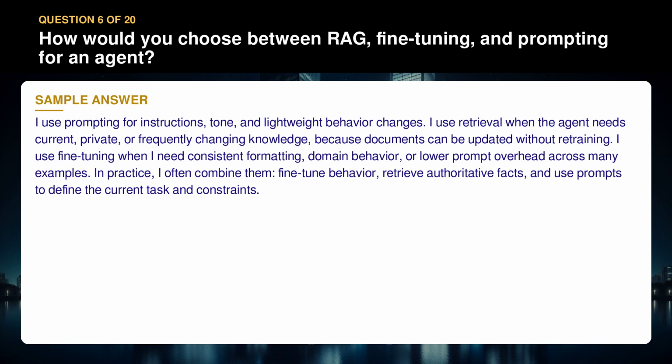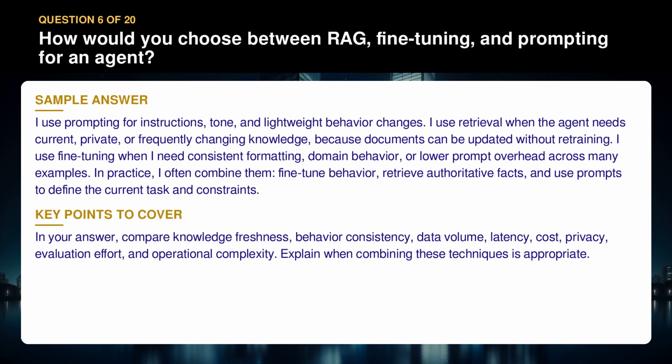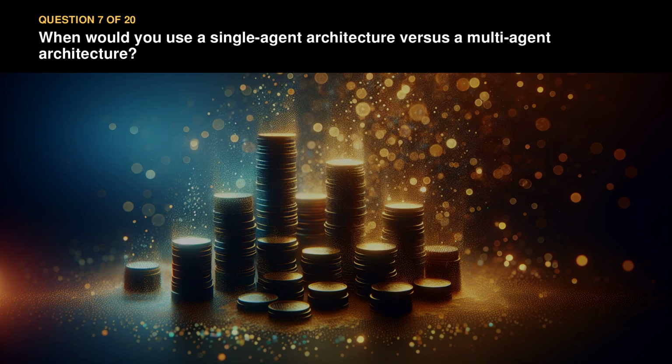In your answer, compare knowledge freshness, behavior consistency, data volume, latency, cost, privacy, evaluation effort, and operational complexity. Explain when combining these techniques is appropriate. Question 7. When would you use a single-agent architecture versus a multi-agent architecture?